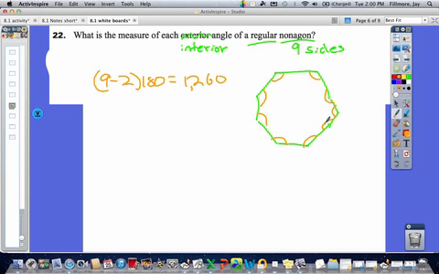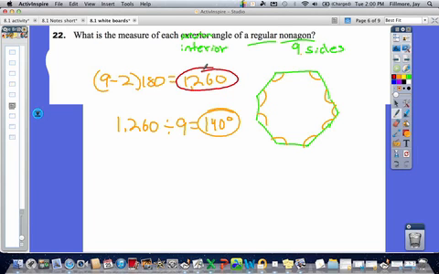But these are all equal. So I can take 1,260 and divide that into 9 equal parts. And if I do that, each angle ends up being 140 degrees. And that's my result. So again, since I have a nonagon, all of those angles together is 1,260. Since it's regular, I know every angle is the same. So I can just divide 1,260 into 9 equal parts, and each of those parts is 140 degrees.